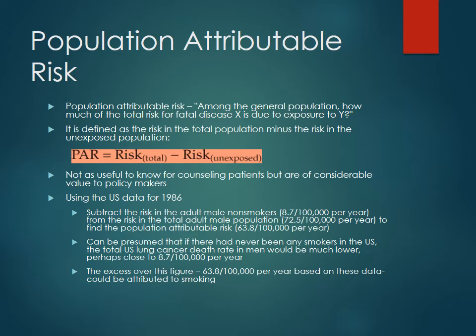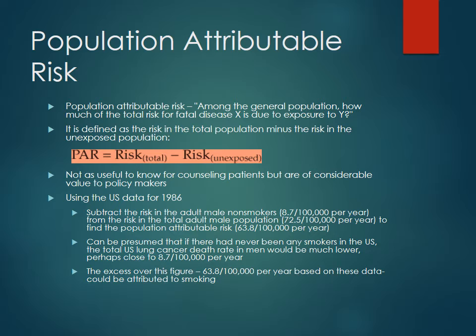So that means that amongst the whole population, per 100,000 people, 63.8 of them were dying due to exposure to smoking, right? Or lung cancer deaths due to smoking. So this can be presumed that if there had never been any smokers in the U.S., the total U.S. lung cancer death rate in men would have been much lower. It probably would have been a lot closer to 8.7 per 100,000 per year.